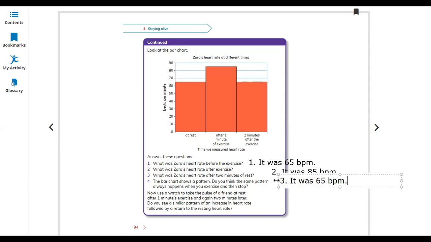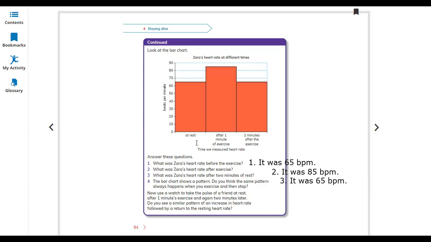The bar chart shows a pattern. Do you think the same pattern always happens when you exercise and then stop? Obviously, you can say yes. Why? Because when you're doing exercise, your heart rate increases, and when you finish the exercise or finish playing, then sitting, it comes back to normal.